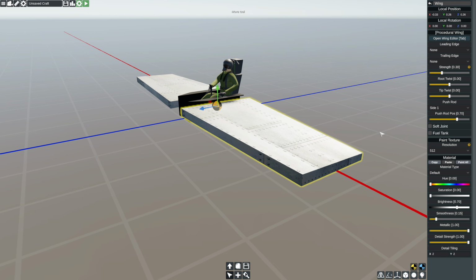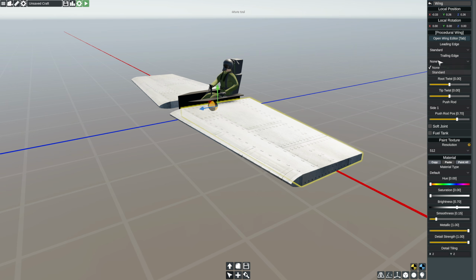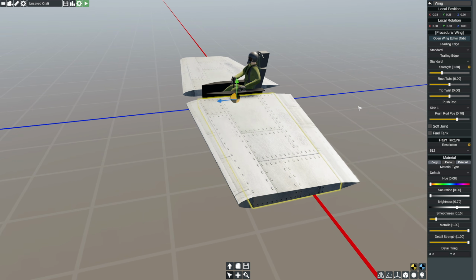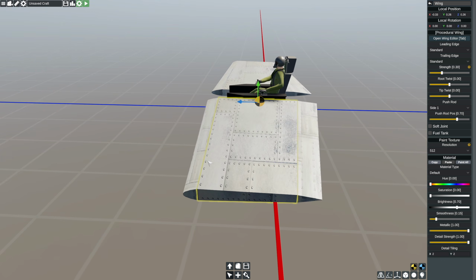By default, the leading and trailing edges of the wing are completely flat, which will cause the wing to have poor aerodynamic performance. As such, it is generally necessary to give your wing leading and trailing edge parts, which can be done with the drop-down lists in the pane on the right with the wing selected. Currently, we only have one option for each of these, but hopefully we will see more additions in the future, such as Fowler flaps or leading edge slats.